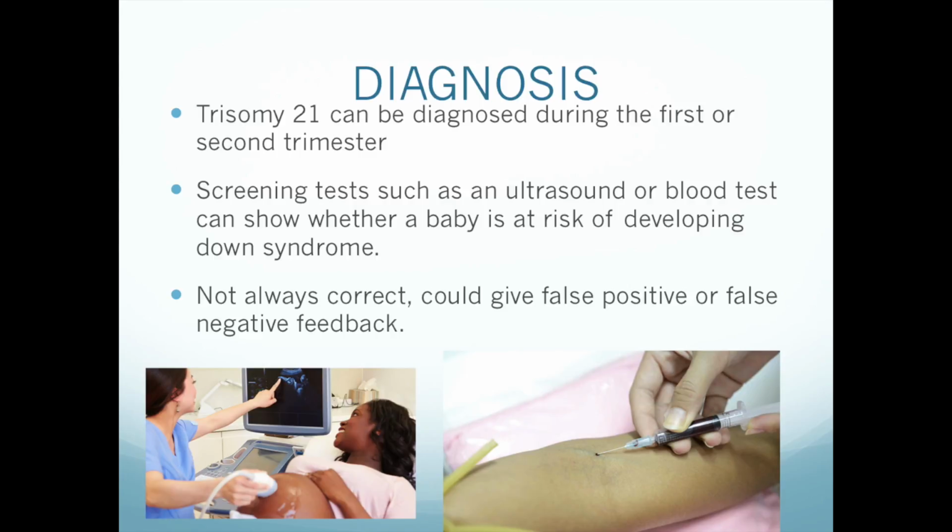Down syndrome is usually diagnosed during the first or second trimester of pregnancy. A simple ultrasound or blood test can give an idea of whether or not the child is developing Down syndrome. However, these tests are not always accurate, as there have been cases of children being born with Down syndrome after being told they were fine.